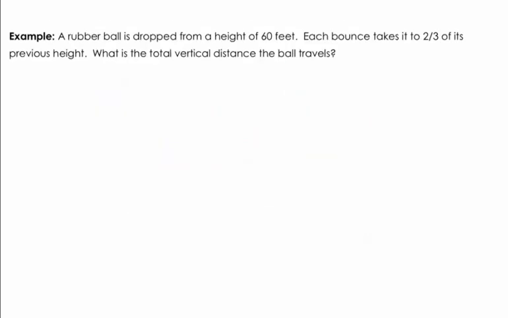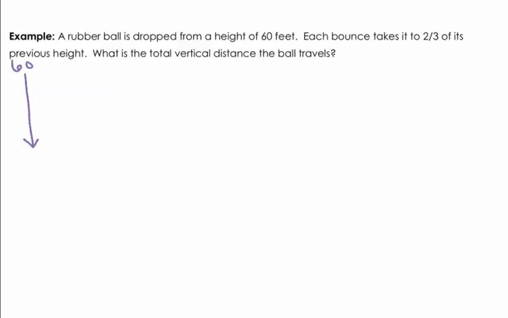All right, so now we have the rubber ball or the basketball type problem, which is a little bit different because you've got to think that the pendulum swinging is returning at 80% on each swing, but a ball is bouncing, it's going up and down, so it's kind of got two directions with it. So a rubber ball is dropped from a height of 60 feet. Each bounce takes it to 2/3 of its previous height. What's the total vertical distance the ball travels? So if we try to think about this, that initial drop is going to be 60 feet.